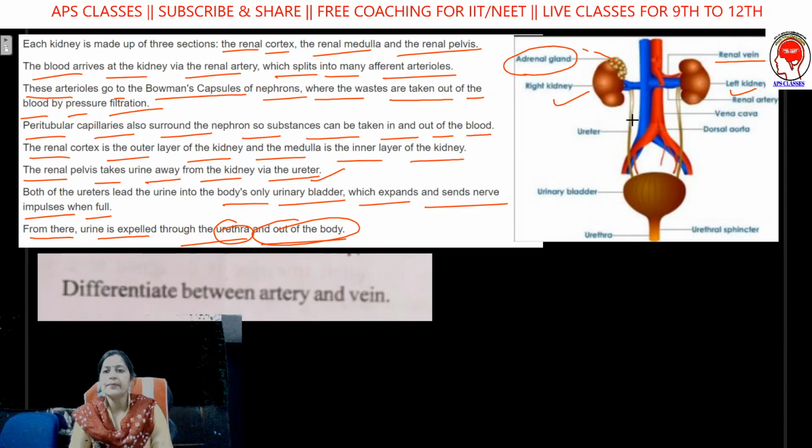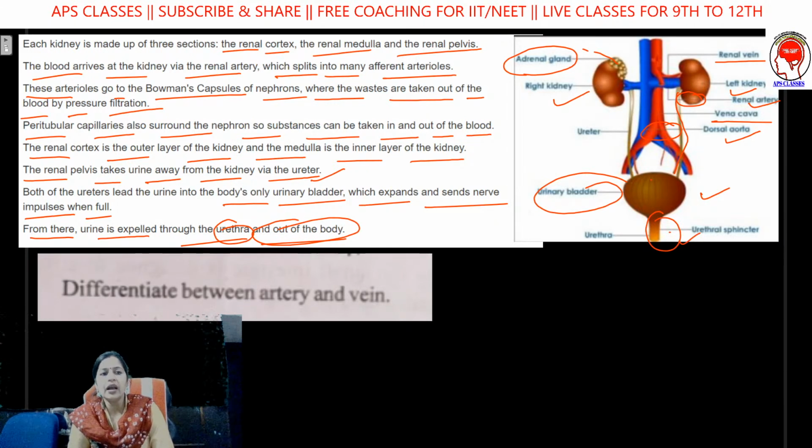This is the adrenal gland, and these kidneys, right kidney as well as left kidney, here there is the ureter. This is the renal artery, and after the renal artery, this red part is known as the vena cava, and this is the dorsal aorta. After that, the ureter is directly attached with the urinary bladder, and after the urinary bladder, this is the urethra. After the bladder, urine is expelled through the urethra, and after that it is out of the body.